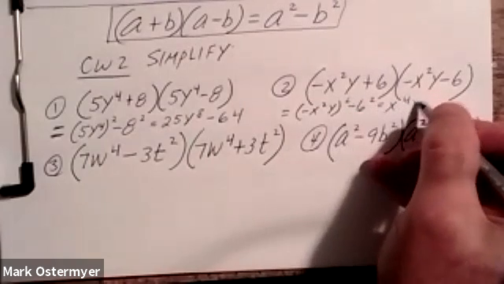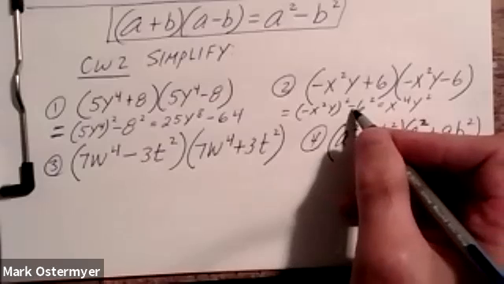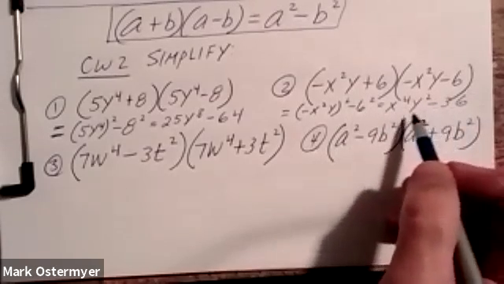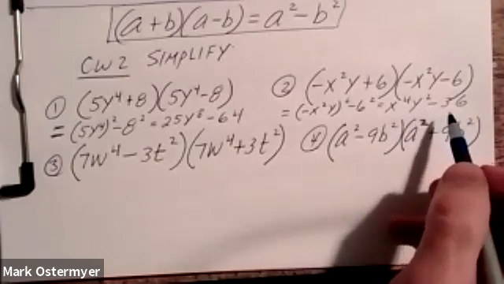Y squared. And it will be a minus and 36. That'd be your answer to the second problem there. So it's not -1, it's just x.